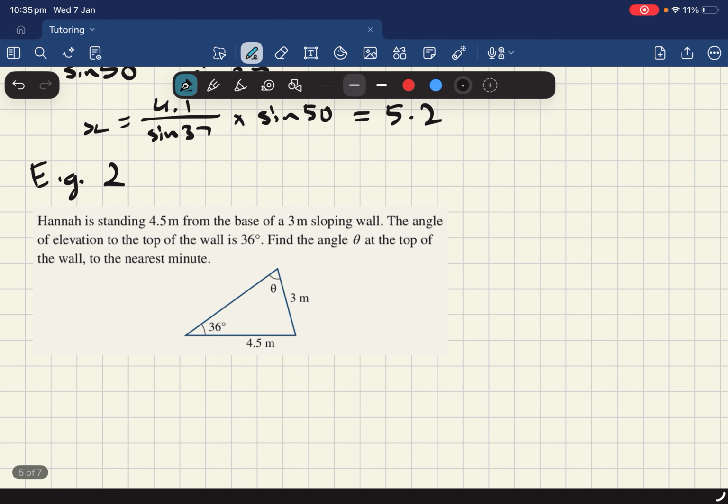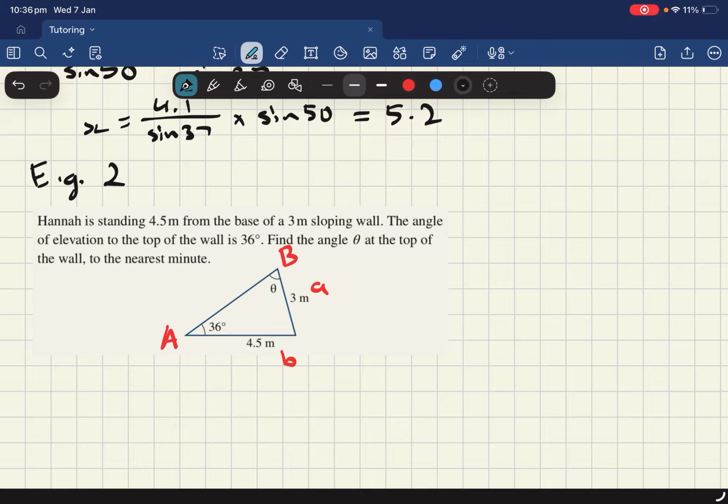This next example, we're using sine rule to find the size of an unknown angle. So here we've been given this. In some questions, if they're worded questions like this, you may be asked to draw it on your own. But here they've given you the diagram. We are just trying to find our angle theta here. So we're given two sides and two angles, so we know we're going to use sine rule. I'm going to call side 3 A, which means that 36 is going to be angle A. And 4.5 is going to be side B. So theta, my unknown angle, is going to be angle B.